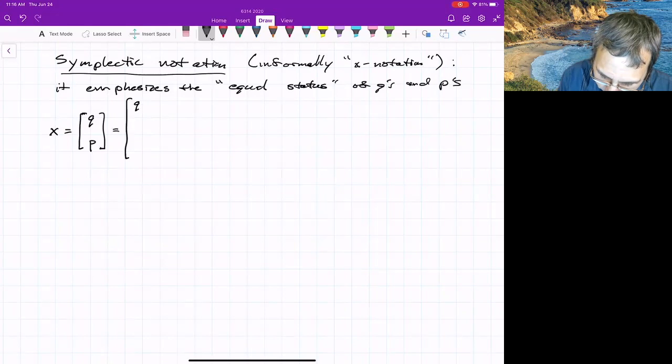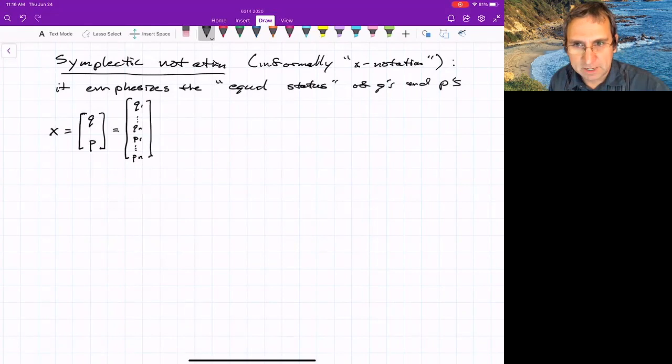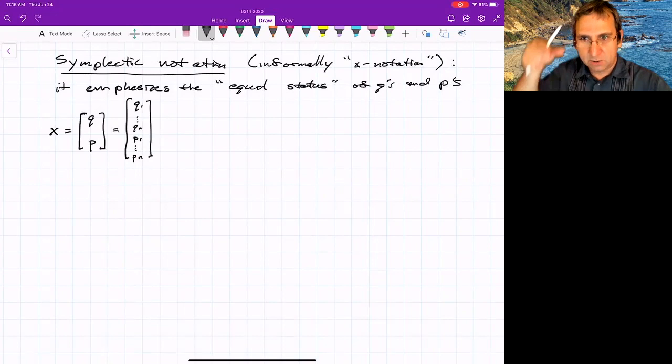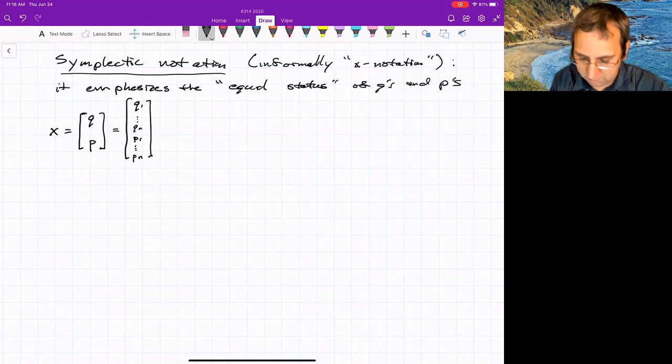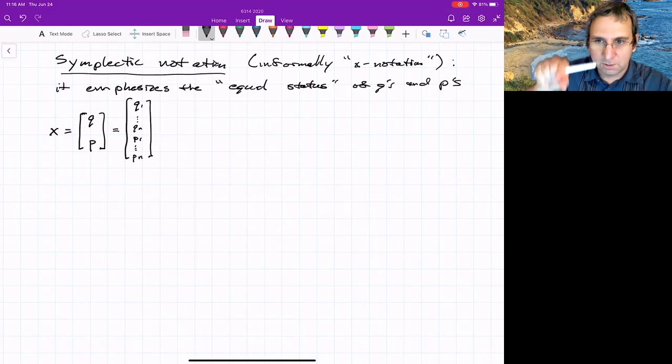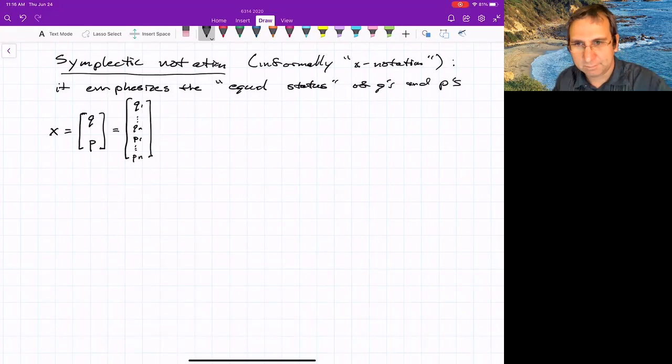So Q1 all the way down to Qn, and P1 all the way down to Pn. It's important they be grouped this way, and different authors will group them in different ways. But I do the Q's and then the P's. Some people do Q1, P1, Q2, P2, all the way down, but you don't want to do that.